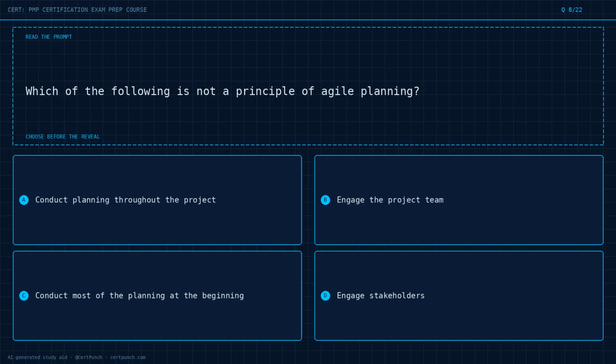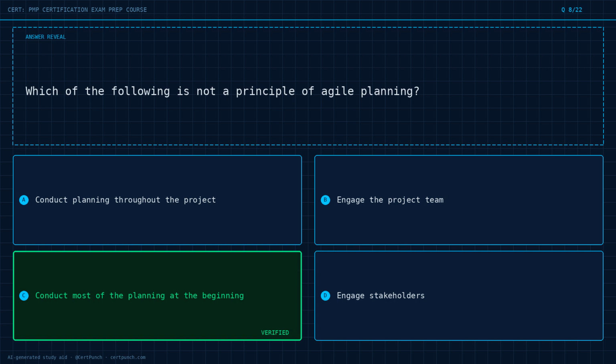Question 8 of 22. Which of the following is not a principle of Agile planning? Option A, conduct planning throughout the project. Option B, engage the project team. Option C, conduct most of the planning at the beginning. Option D, engage stakeholders. Make the call before the reveal. Hold the line on it.